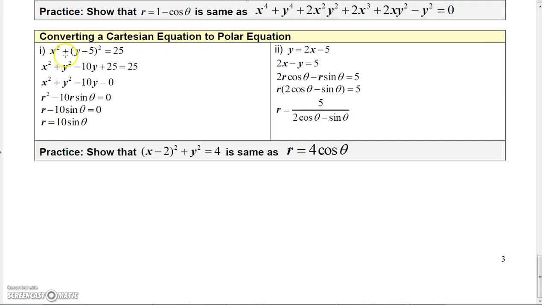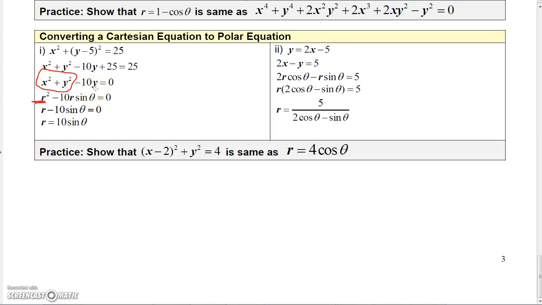You know this is a circle, x squared plus (y minus 5) quantity squared equals 25. Let's go ahead and square the y minus 5, and we'll get y squared minus 10y plus 25. Then when you subtract 25 from both sides, you get a 0 here. So we have x squared plus y squared. Now remember, that is r squared. So x squared plus y squared gets replaced with r squared.